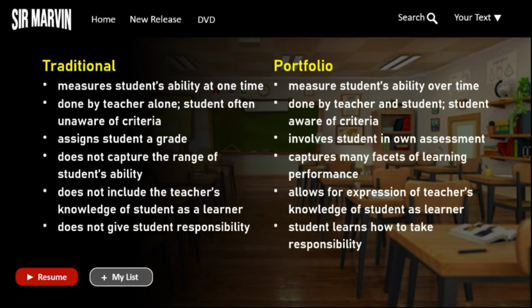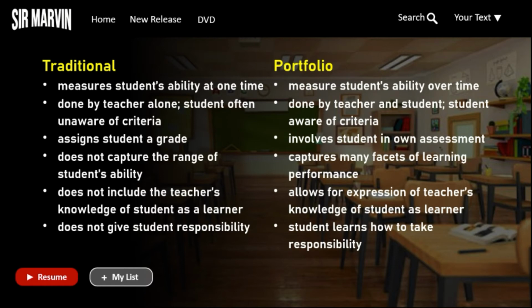Okay, sa traditional done by teacher alone, student often unaware of criteria. Of course, sa traditional, since teacher-centered nga siya, si teacher lahat ang gumagawa. And unaware din or hindi alam ni student yung criteria. Sa portfolio naman, done by teacher and student aware of criteria. So, dito naman sa portfolio, may freedom ang student na mamili. Okay? Meron silang freedom to choose what type of outputs yung ilalagay nila dun sa kanilang portfolio. Ang mga students din, aware sila sa criteria or dun sa rubrics. Okay? So, pinapakita yun ni teacher, dinidiscuss niya yung rubrics sa mga students para meron silang guide tuwing gagawa sila ng output sa kanilang portfolio.